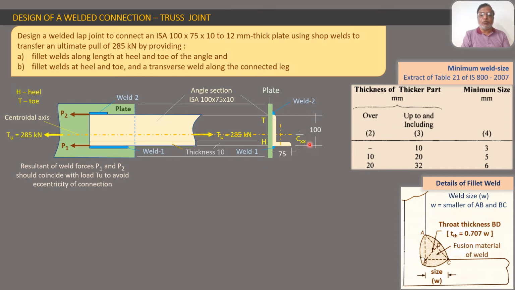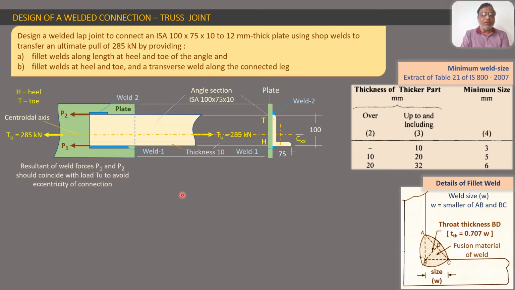This connecting point of the two legs is called the heel, and this is the toe of the angle. So at heel and at toe means this complete length is heel and this complete length is toe. So this is along the heel and this is along the toe. So we are getting these two welds like this. Here we see this line, which is the thickness line, 100 by 75 by 10 mm thickness. This 10 mm thickness is this line, which you can see extended here. So this is the understanding of the diagram.